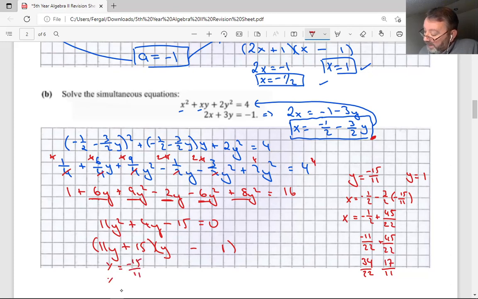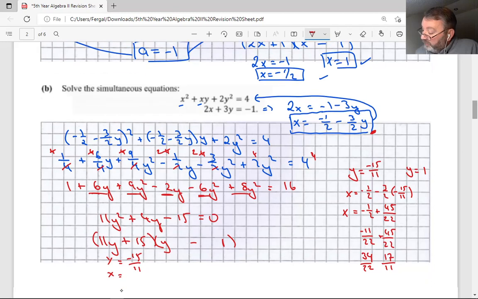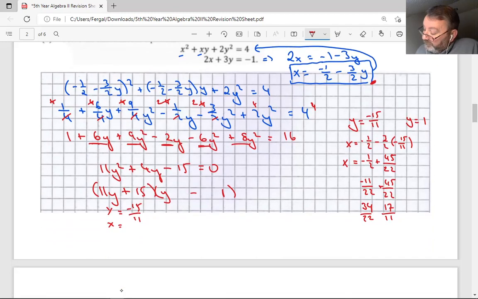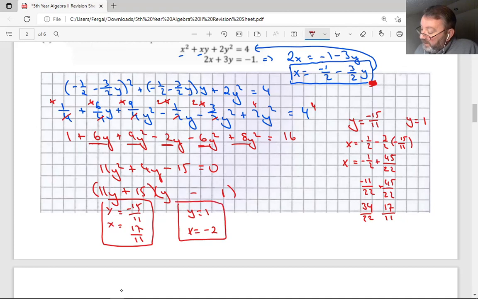So the first value, y is equal to minus 15 over 11, and the corresponding x value is equal to 17 over 11. And here, y is equal to 1. Now that's easy. Just bring the 1 back up to this equation here again, and you put 1 in there. So it becomes minus a half minus 3 over 2, and that will become minus 4 over 2, which is x equals minus 2. That's it. There's your y values and x value. There's the first pair, and there's the second pair.